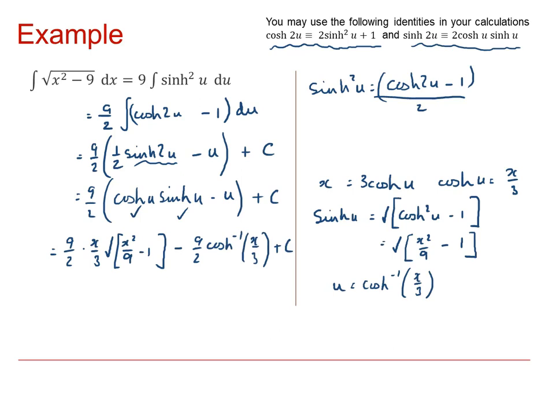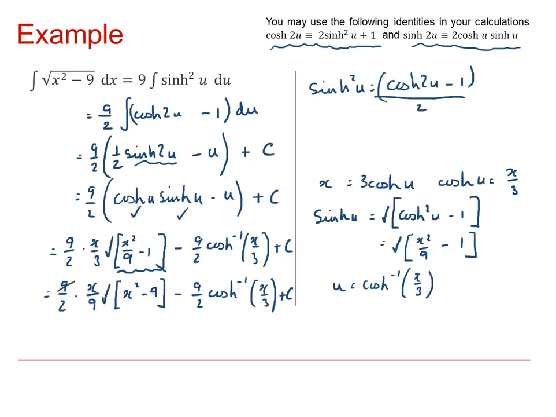Now we can tidy that up a little bit by realizing we can take out a factor of 1/9 from this bracket here, and when it comes out the square root, that will become 1/3. So we're going to have 9 over 2 multiplied by x over 3 multiplied by 1/3, so that's x over 9, and inside the square root we've taken out the 9th, so that's x squared, and thinking about 1 as being 9/9, that must be therefore minus 9. Then we've got minus 9 over 2 cos the minus 1 x over 3 plus c.